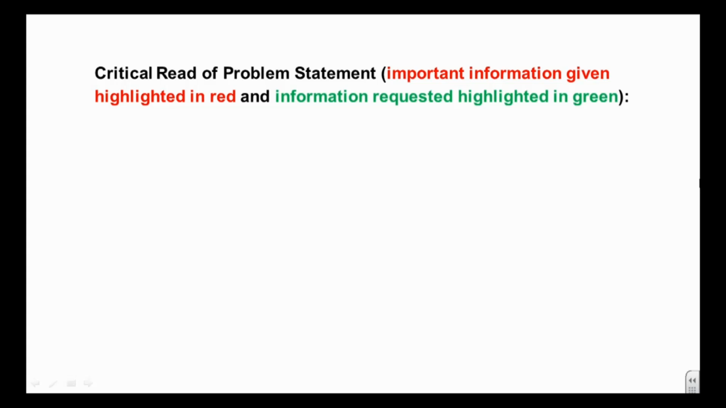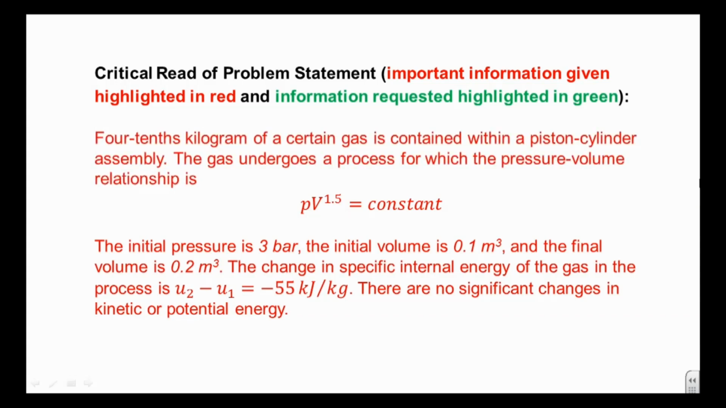First, let's do a critical read of the problem statement, highlighting in red the important information given, and in green the information requested. 4/10 of a kilogram of a certain gas is contained within a piston cylinder assembly. The gas undergoes a process for which the pressure-volume relationship is PV^1.5 equal to a constant. The initial pressure is 3 bar. The initial volume is 0.1 cubic meter, and the final volume is 0.2 cubic meter.